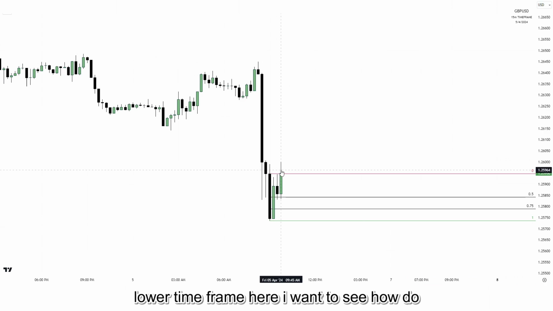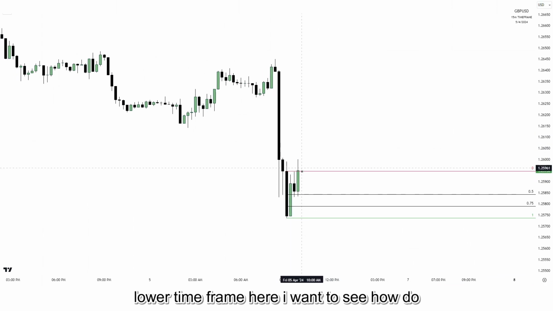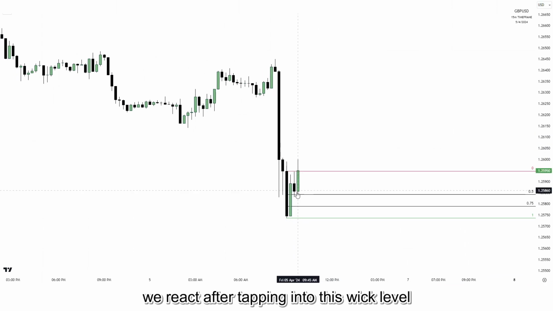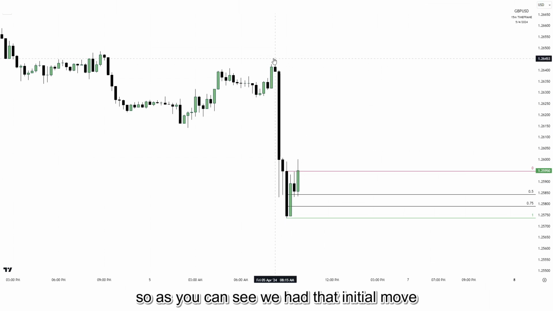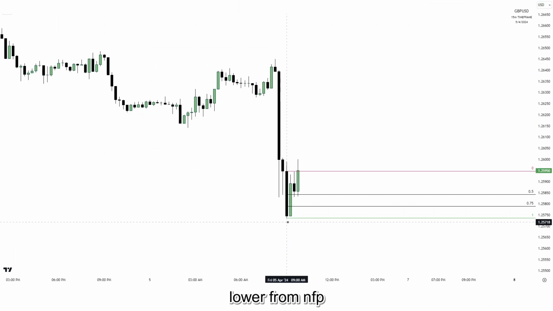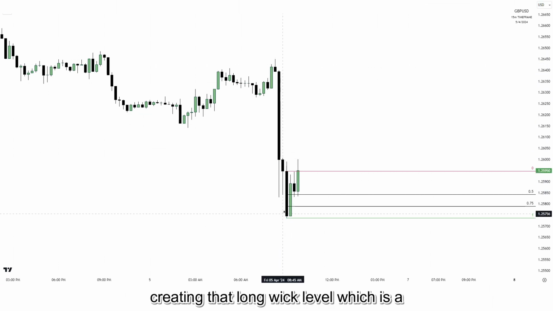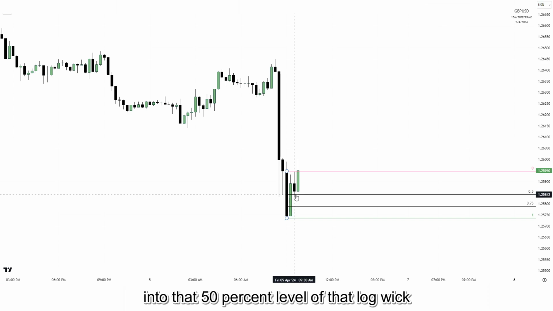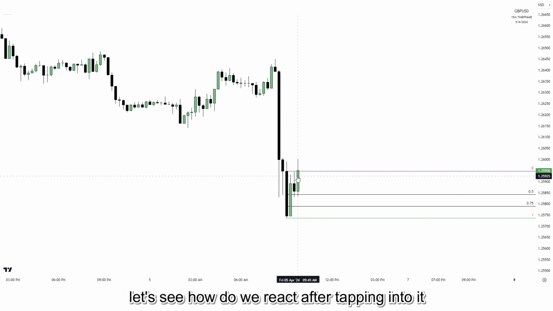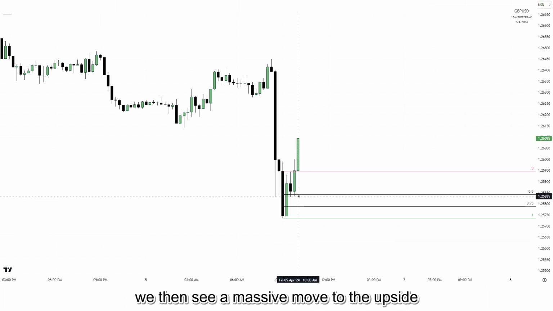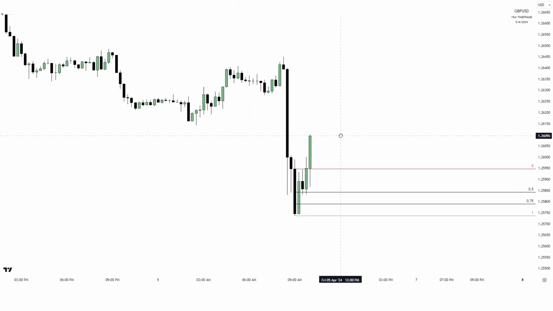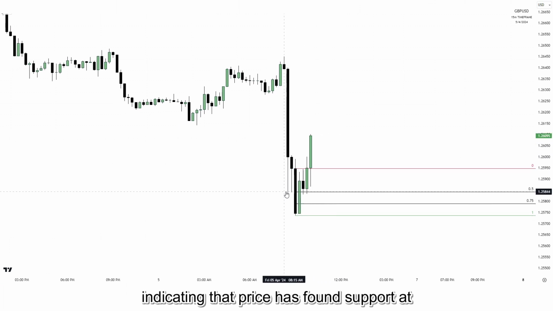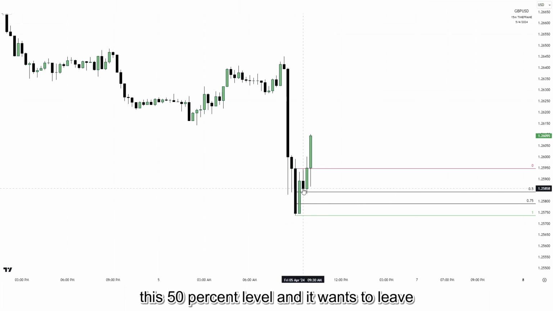Coming down into the lower time frame here, I want to see how we react after tapping into this wick level. So as you can see, we had that initial move lower from NFP, creating that long wick level, which is an M15 order block right here. We just tapped into that 50% level of that long wick. Let's see how we react after tapping into it. We then see a massive move to the upside, indicating that price has found support at this 50% level and it wants to leave it.